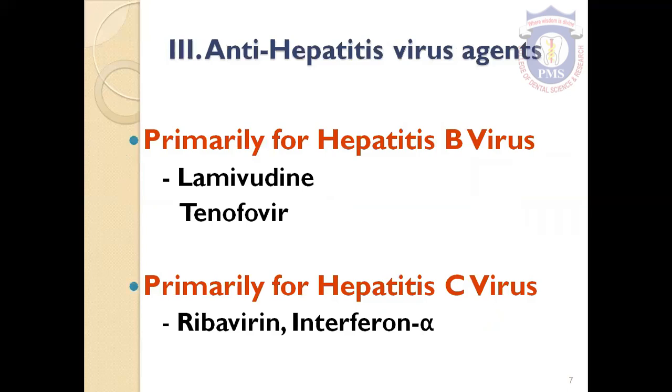Anti-hepatitis virus agents: for hepatitis B virus infection, we use lamivudine and tenofovir. For hepatitis C virus infection, we use ribavirin and interferon alpha.